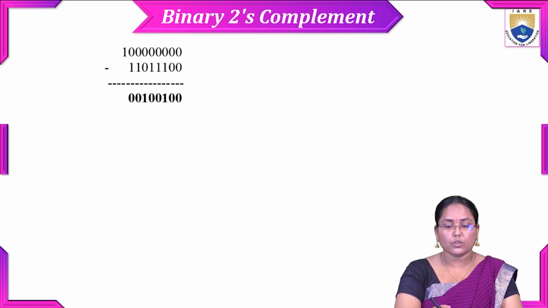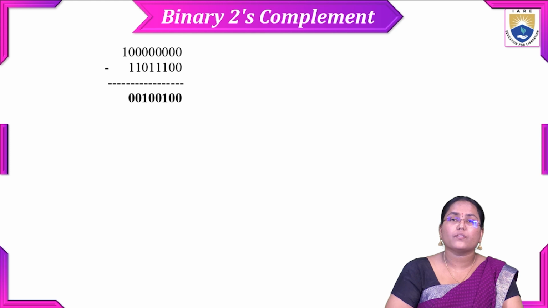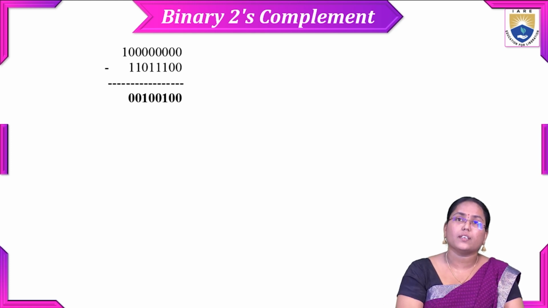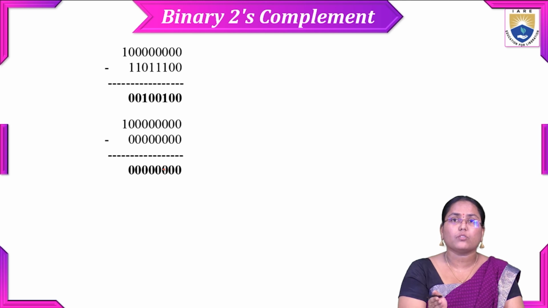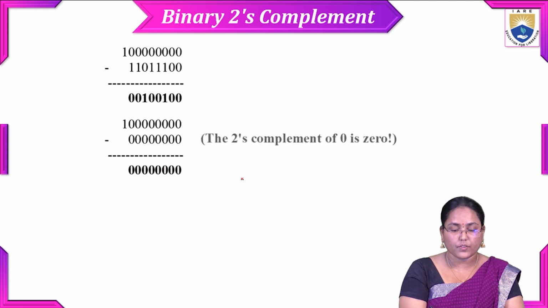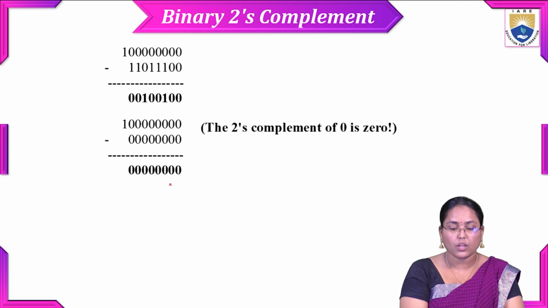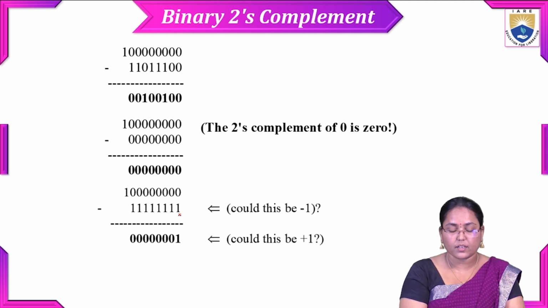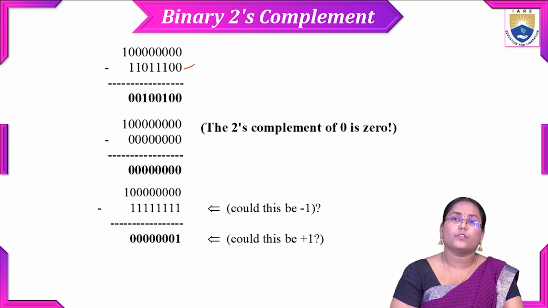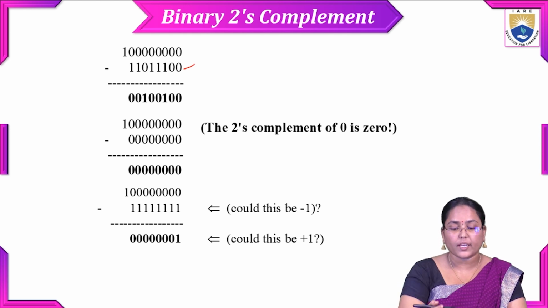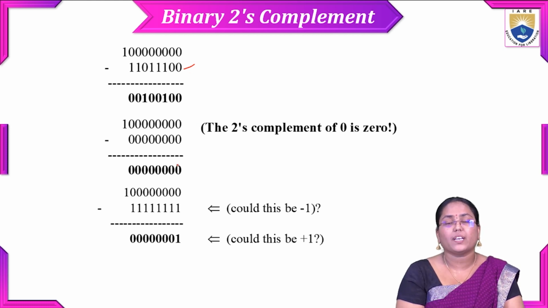Another example is here. If I take the number as 10000000, then the minus of that, again we are going to cross check it. So here what we get, the 2's complement of 0 is 0, and the resultant could sometimes, if we consider this particular number and want to perform the 2's complement format, be minus 1 also.